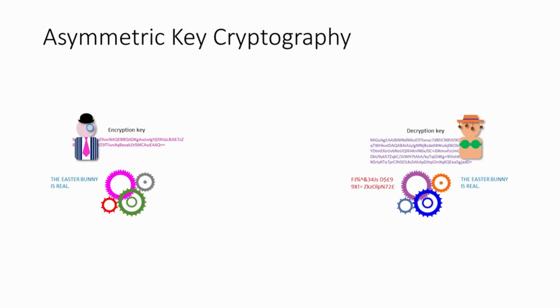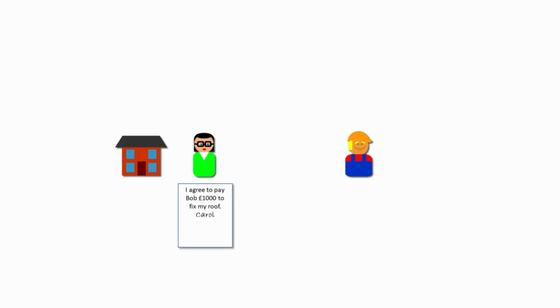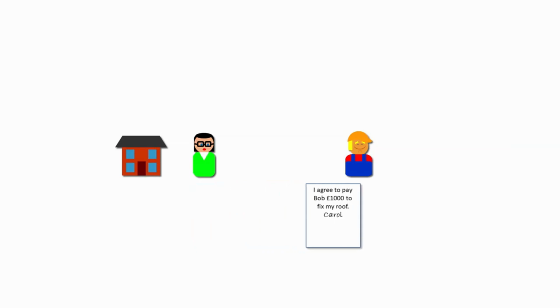Now let's think about why we even need digital signatures. This is Carol, and this is Bob. Bob's a builder. Carol has a leaky roof, and she asks Bob to fix it. Carol agrees to pay Bob £1,000 to fix her roof. Bob agrees to start work on Monday and have it finished by Wednesday. Carol writes details of the agreement on a piece of paper, and she signs it, and she sends it to Bob in the post. No computers here.